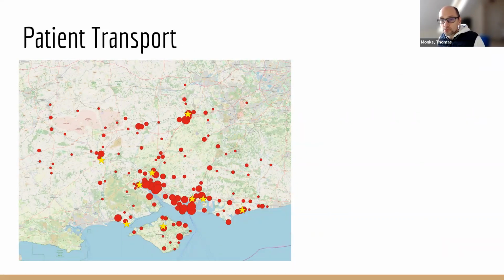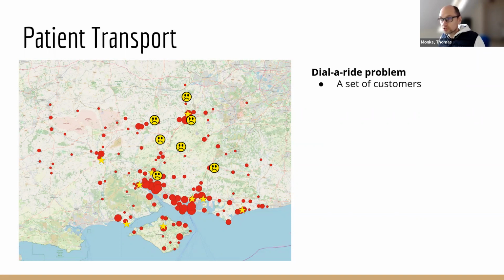So, the patient transport problem. It's a little bit more complicated than that. Let's say we've got a group of patients, and we need to pick them up and route them to hospital. In the academic literature, we would treat this problem as what's called a dial-a-ride problem. There's a set of customers, and they need to be picked up and delivered somewhere, in this case to a scheduled appointment at a hospital.